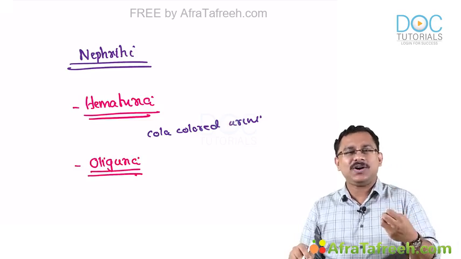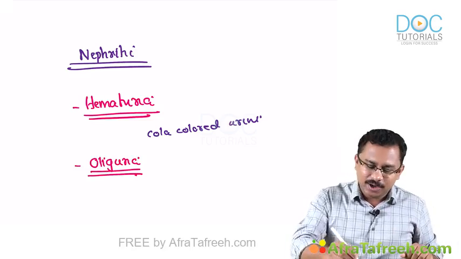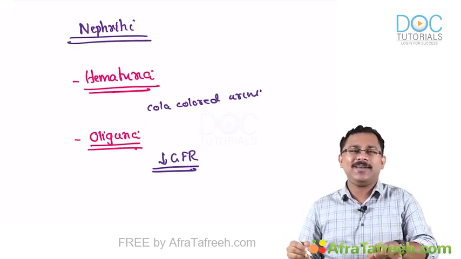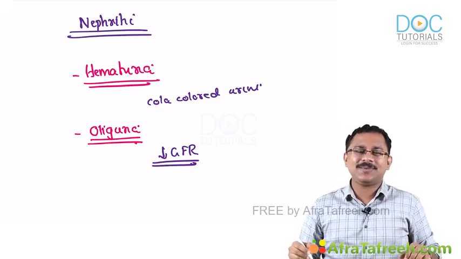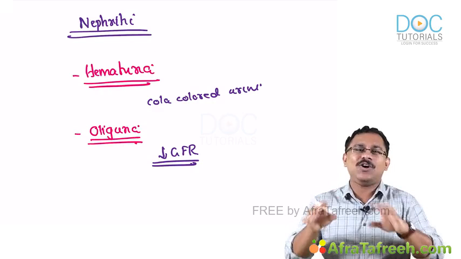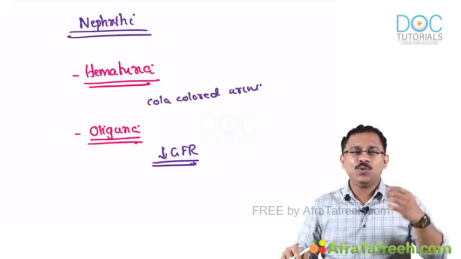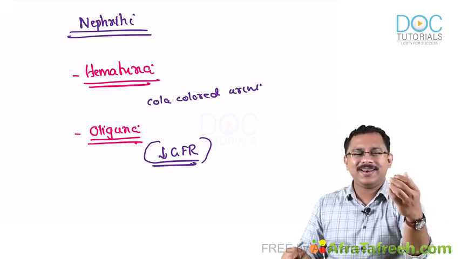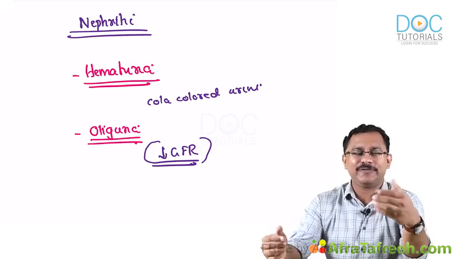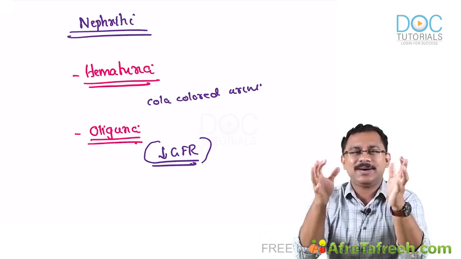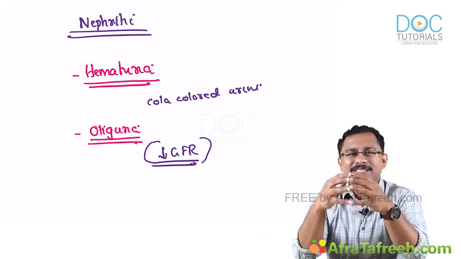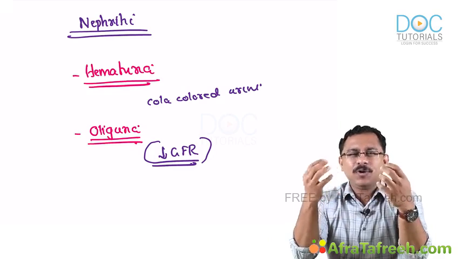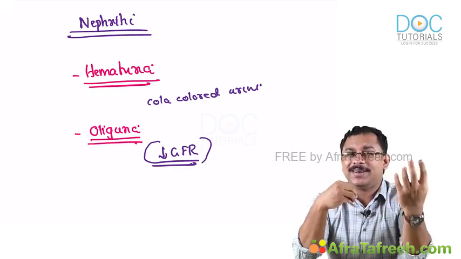Now oliguria is because there is a decrease in your glomerular filtration rate. Your GFR will be reduced in patients with a nephritic picture. So the urine output will be reduced because of the GFR. Remember, in nephrotic syndrome, we were not talking of any decrease in the GFR, because per se you do not have a glomerular injury in nephrotic syndrome. It is mainly the foot processes of the podocytes that are predominantly affected.